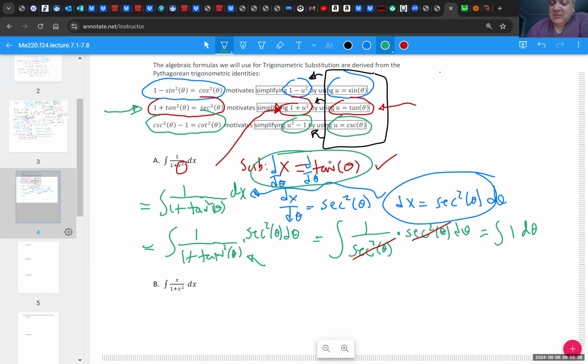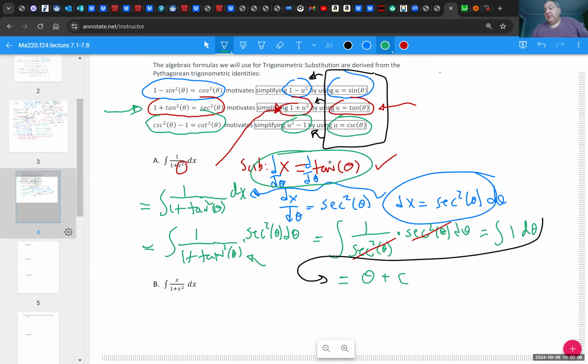We're just anti-differentiating 1. The antiderivative of 1 is just the variable. Now it's d theta. So the antiderivative of 1 is not x, because that would be the antiderivative of 1 dx. The antiderivative of 1 d theta is theta. Theta is the variable in this integral. And I don't need the integral sign anymore. I'll do an equal sign. So we get theta, and then we get our plus c, of course, from integrating.